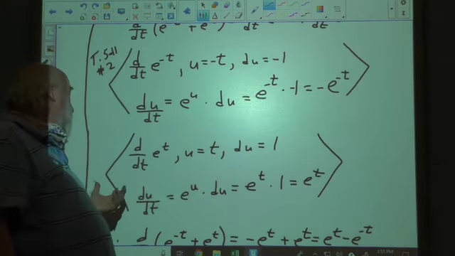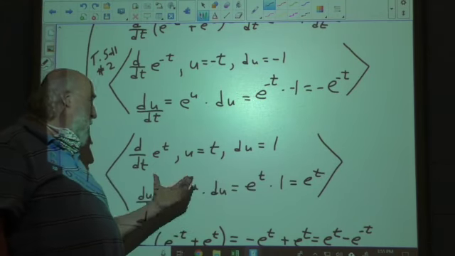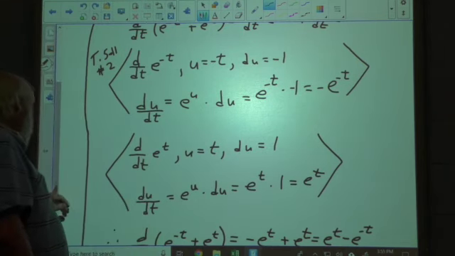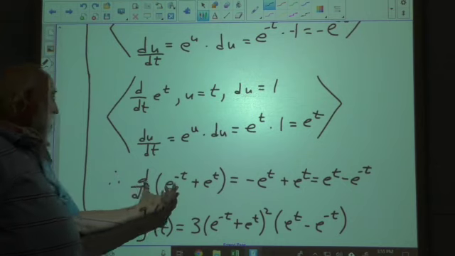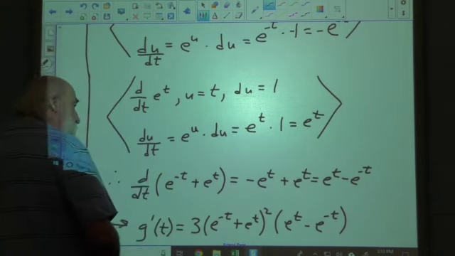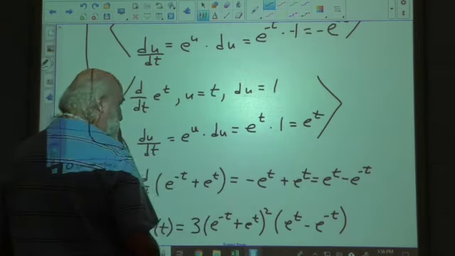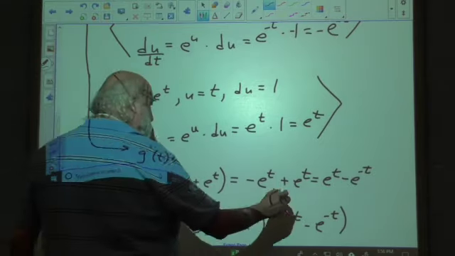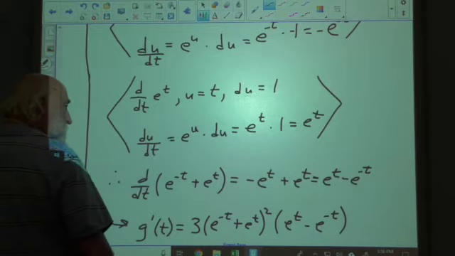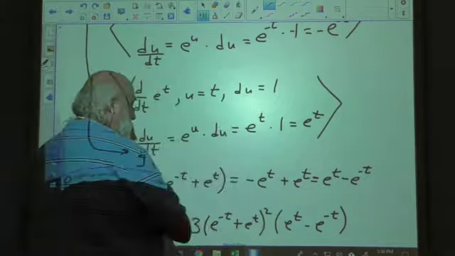So this would be e to the u times du, which is e to the t times 1, plugging in the values that we have, and that gives us e to the t. So that means then the resultant derivative of this is going to be... I don't think I meant to put an equal sign there. I think that's supposed to be a plus sign. 3 times e to the t. Oh, no, that is correct. Okay. So I was thinking of another problem.